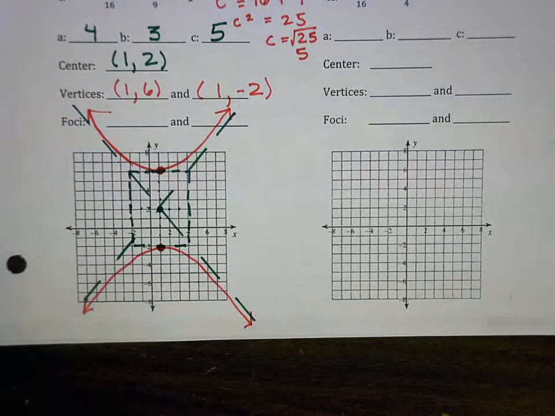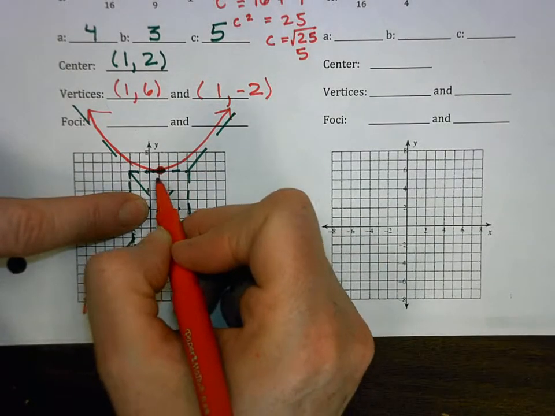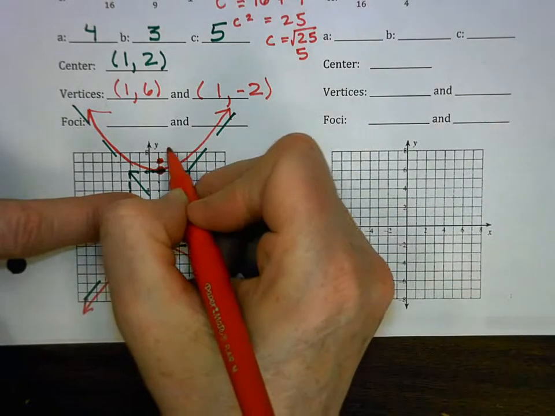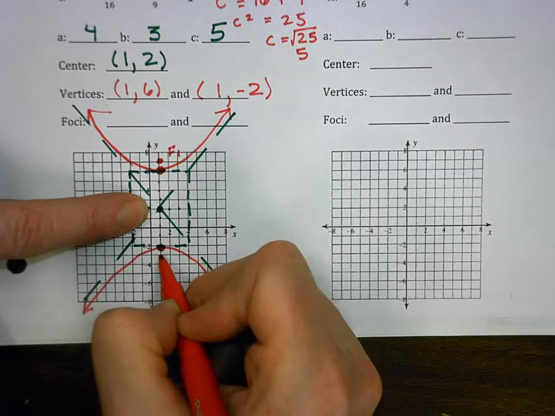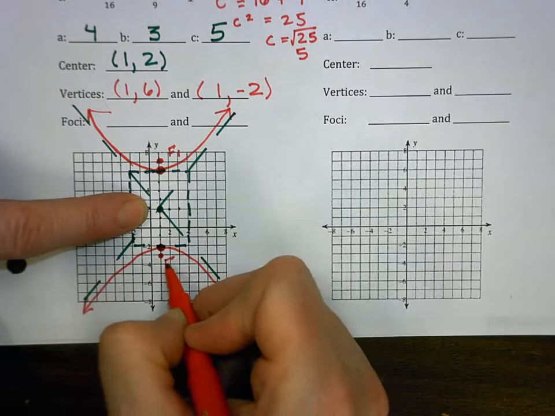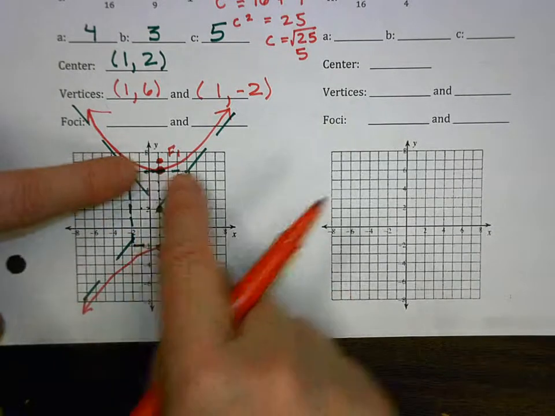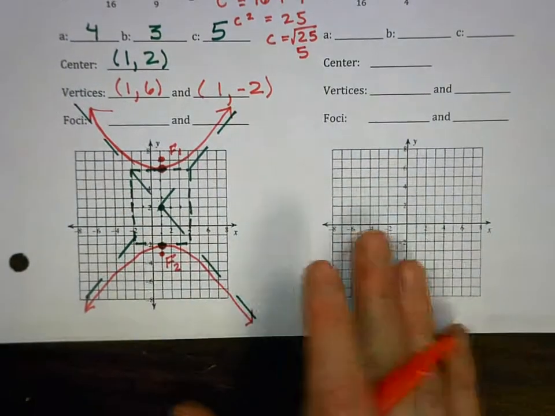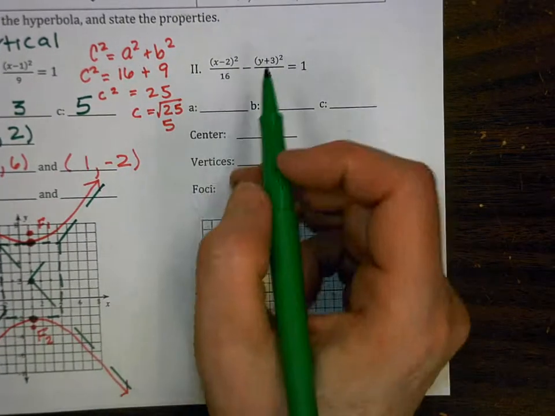Let's sketch that in our graph. So from the center, we go along up 5. 1, 2, 3, 4, 5. There's your first foci. Go down 5. 1, 2, 3, 4, 5. There's your second foci. Now the foci will always be, I'll call it inside your loops, your hyperbola arcs.